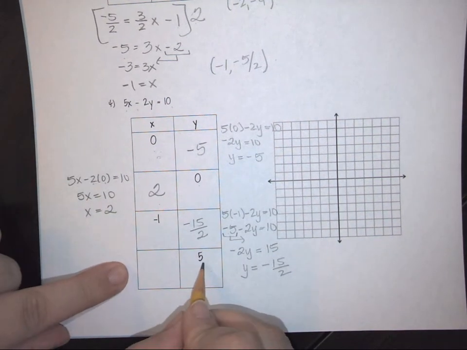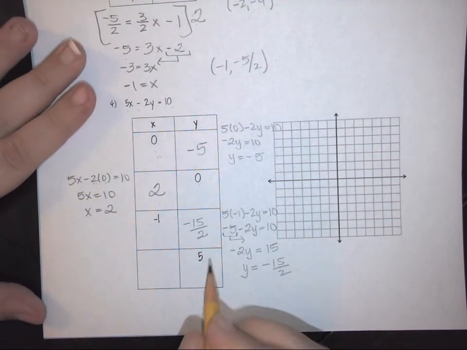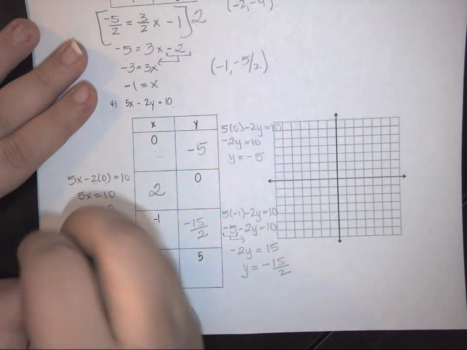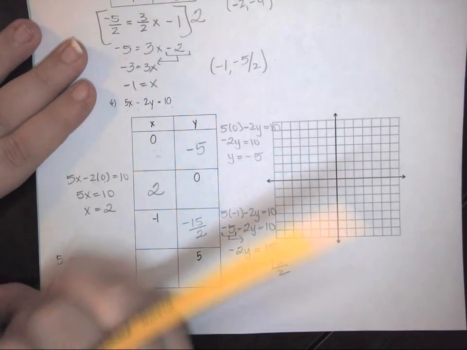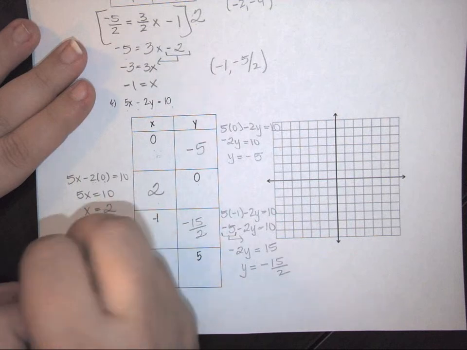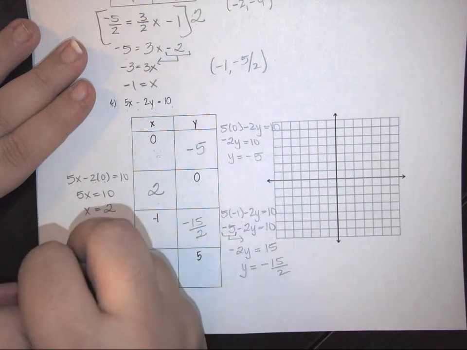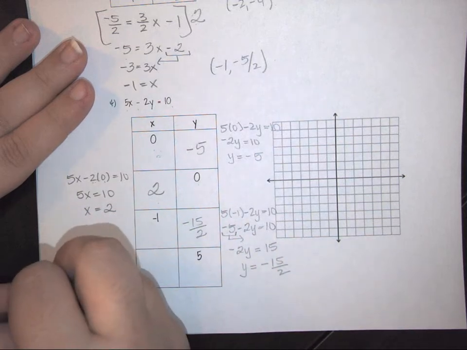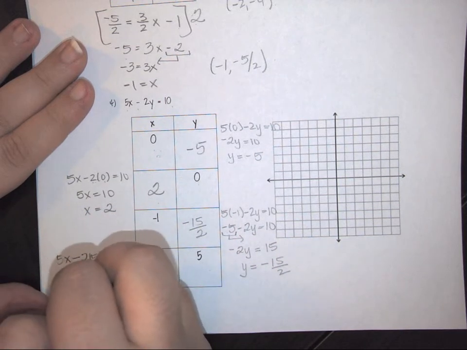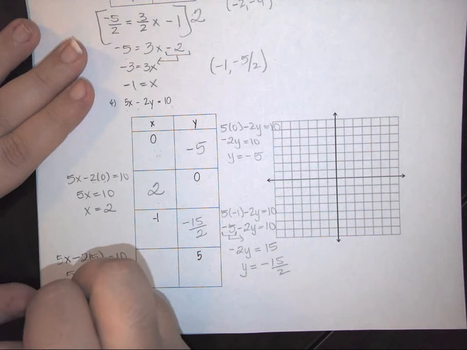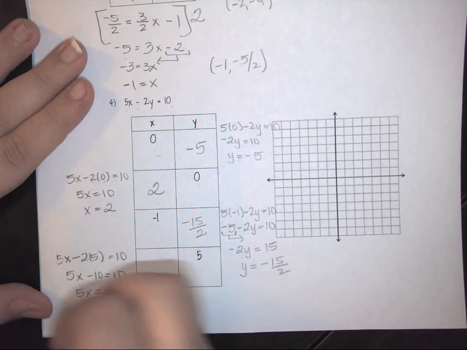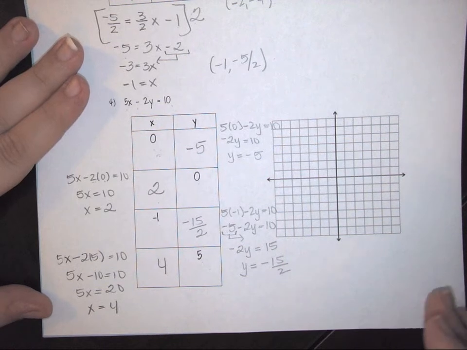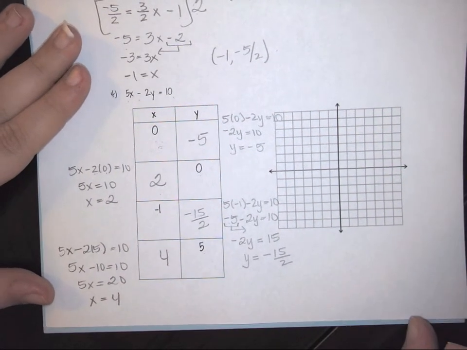And then last, I'm told that y is 5. So again, we're going to have 5 times x minus 2 times my 5 equals 10. So 5x minus 10 equals 10. 5x equals 20. So x equals 4. And now we can graph.